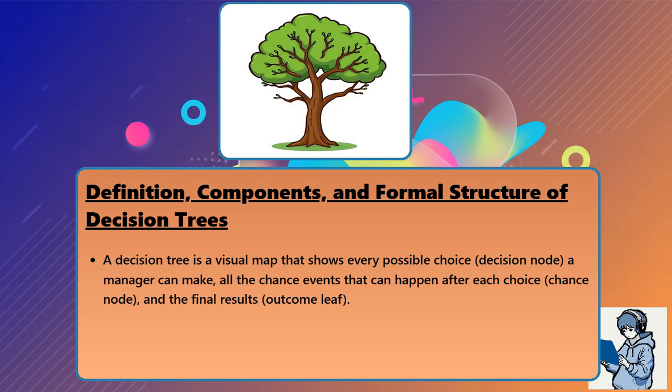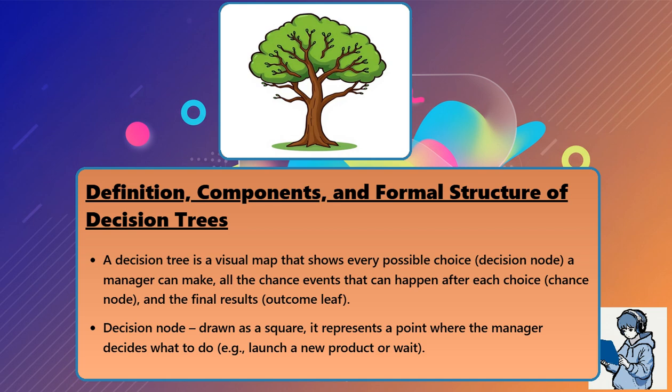A decision tree is a visual map that shows every possible choice (decision node) a manager can make, all the chance events that can happen after each choice (chance node), and the final results (outcome leaf). Decision node, drawn as a square, represents a point where the manager decides what to do, for example, launch a new product or wait.